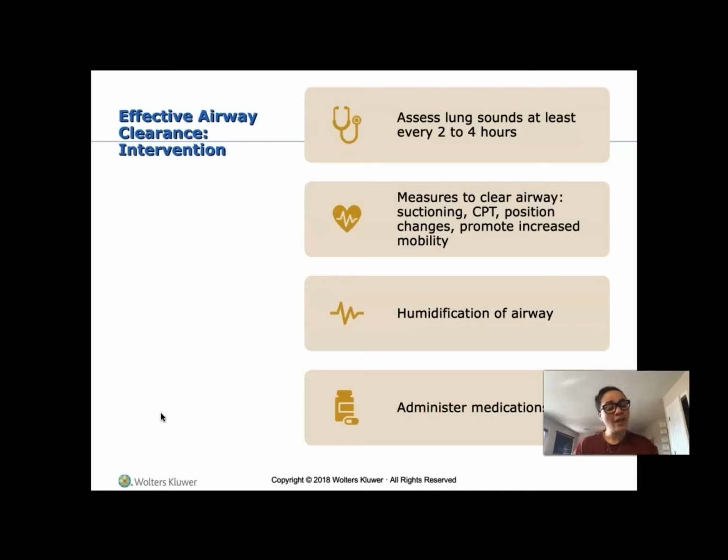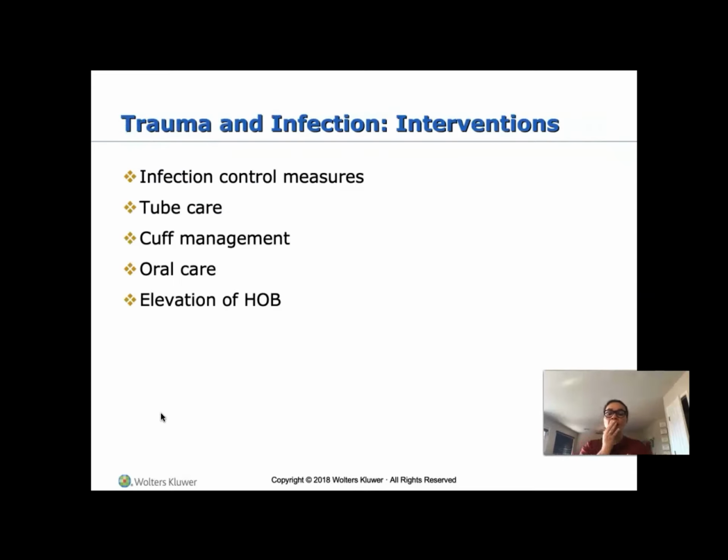Let's see, humidification of airway. You don't want them to get too dry. It's a very nice comfort measure. And again, you do not want to be late on those medications. All right.